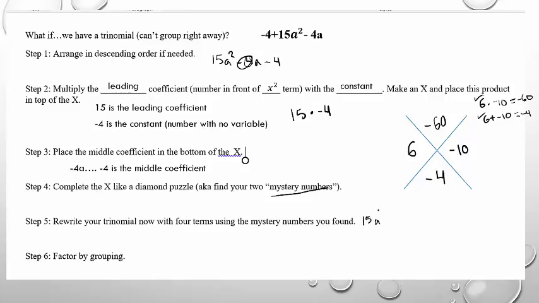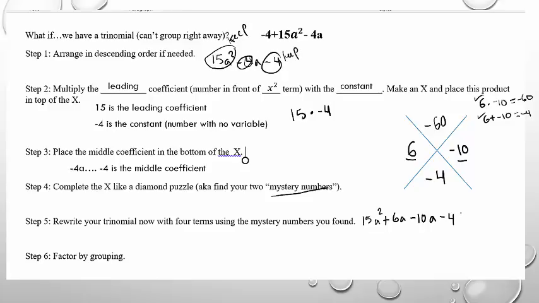So 15a squared is going to remain the same, but I'm going to change the middle into positive 6a, that's the 6, and negative 10a. So I incorporated my mystery numbers in here, and your last original number will stay put. So in other words, you will always keep the first and the last, and only the middle changes.